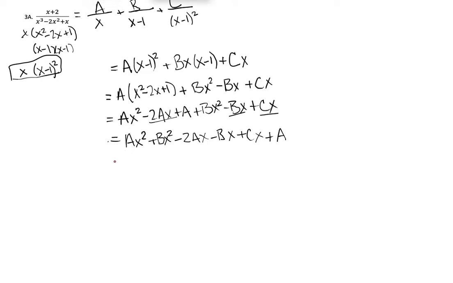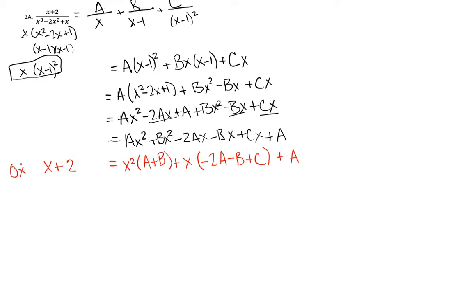I will factor out an x squared here. And I'm left with A plus B. I will factor out an x. And I'm left with negative 2A minus B plus C. And then I have my plus A. I should probably bring down my numerator. Now, if you notice, there is no x squared term, okay? There is, but it's 0 times x squared, okay? You just can't see it.